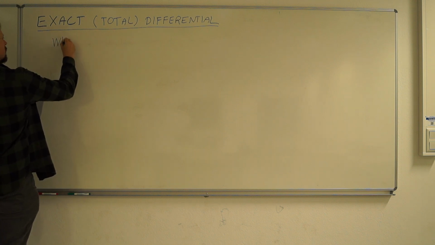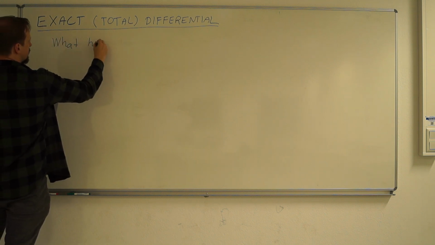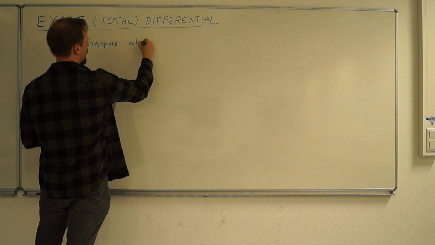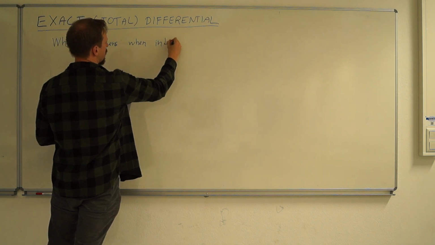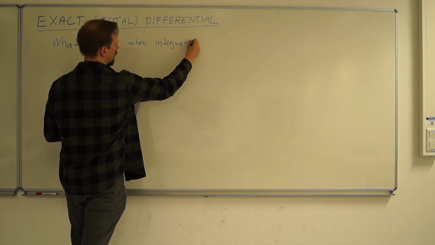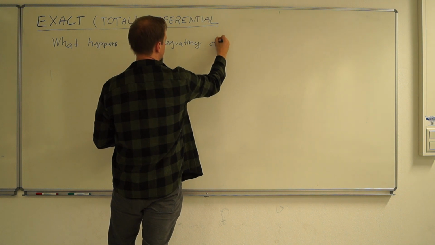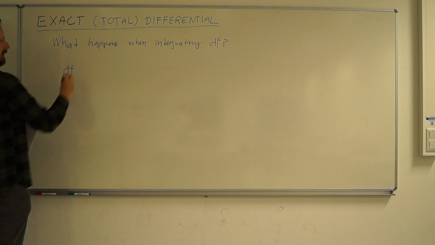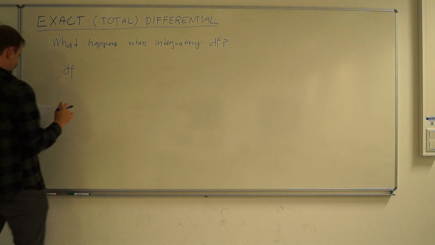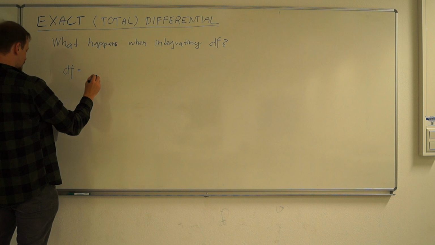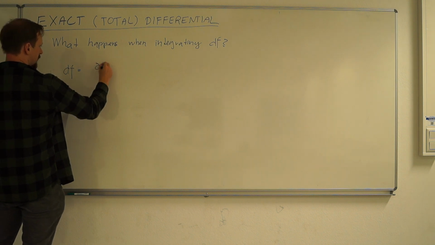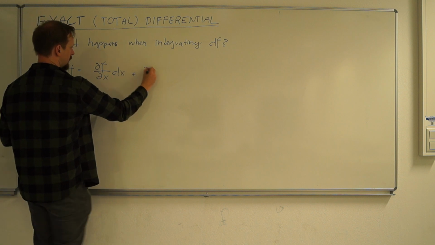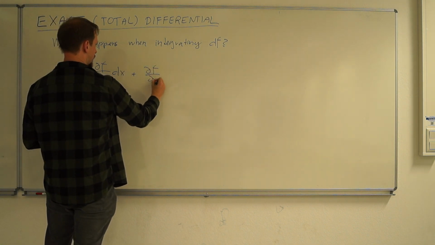So what happens when integrating df? I write down again the formula we had found in the last video. So df equals df over dx times dx plus df over dy times dy.